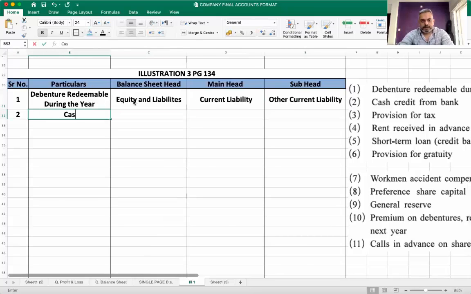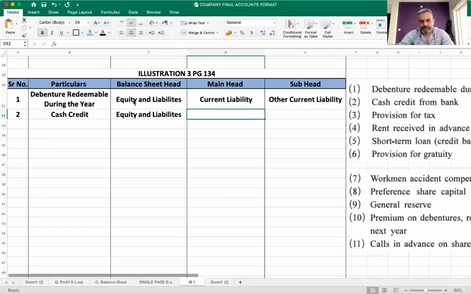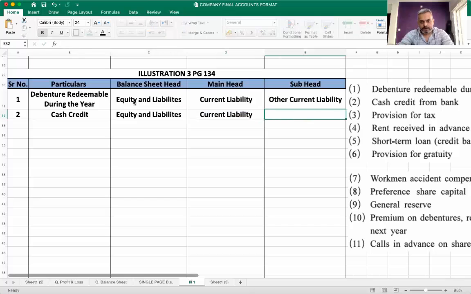Second, cash credit. Cash credit is just like a bank overdraft. So equity and liability. Main head is current liability. Subhead is short-term borrowings.